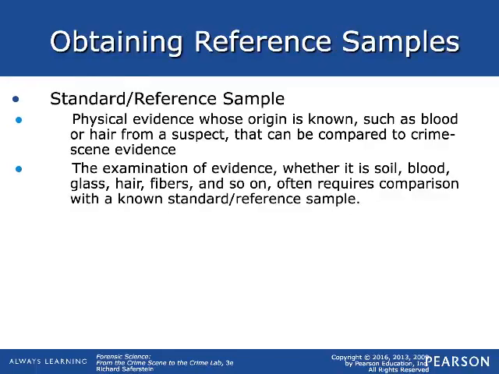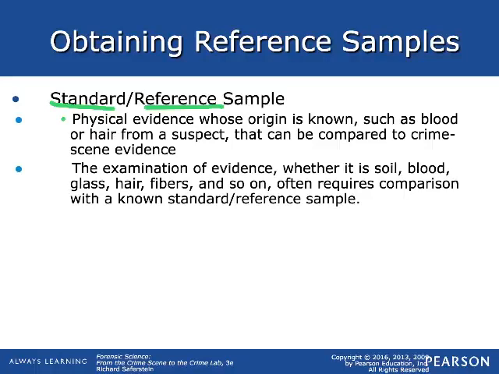Okay, now one thing we didn't talk about in lab is a reference sample. So they call it a standard or a reference sample, and I kind of think of it as a control. Like, what are you comparing things to? So physical evidence whose origin is known, such as blood or hair from a suspect, that can be compared to crime scene evidence. So it's something that you can use as a control to compare to evidence so you know what you're looking at.